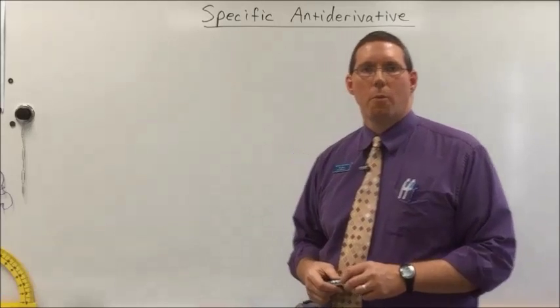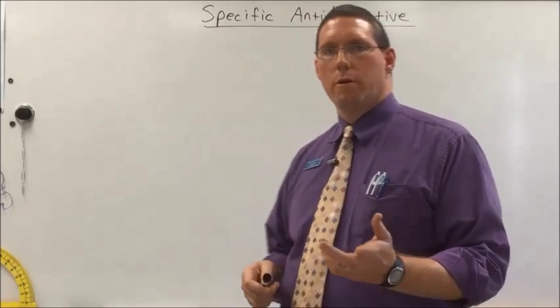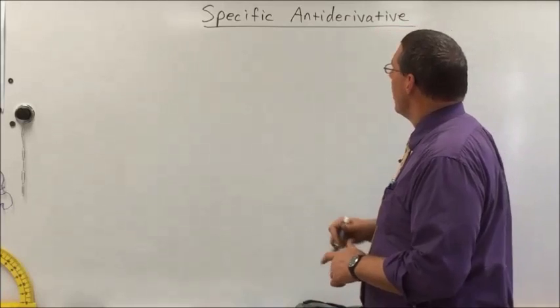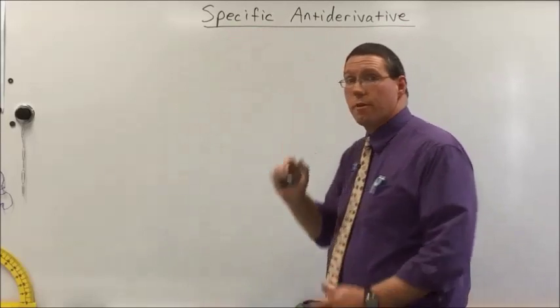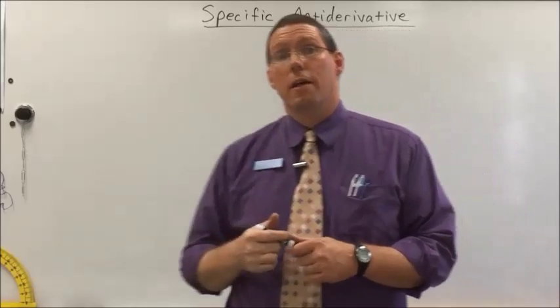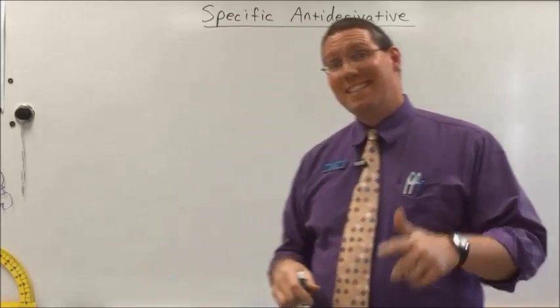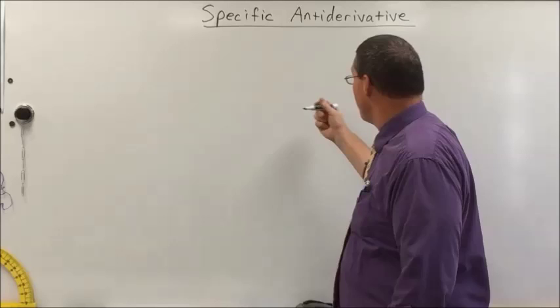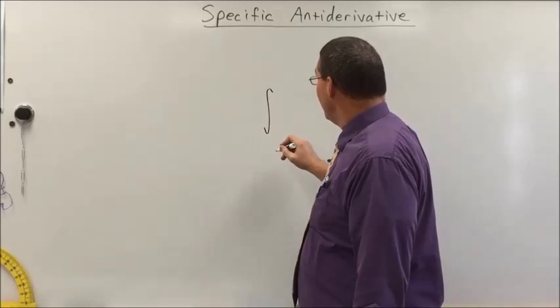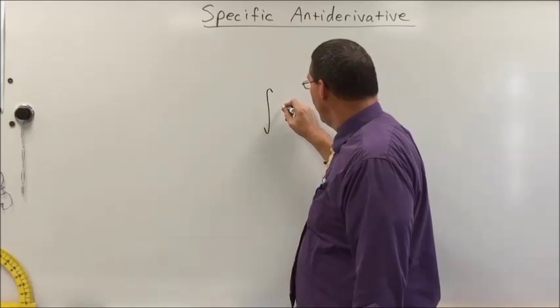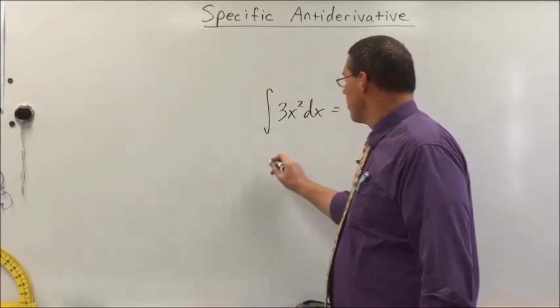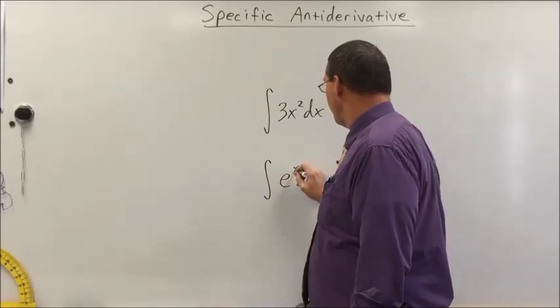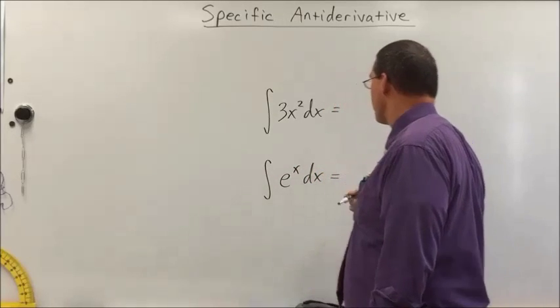Howdy folks. All right, what we're going to do here is try to understand how to identify what is called the specific antiderivative of a function. Now, when you learned about indefinite integrals, for example, what is the indefinite integral of 3x squared dx, or what is the indefinite integral of e to the x dx?